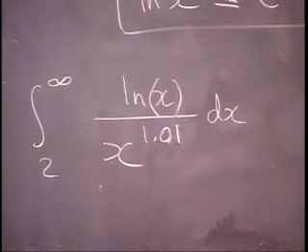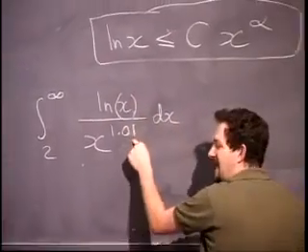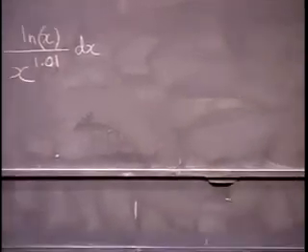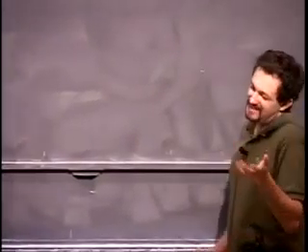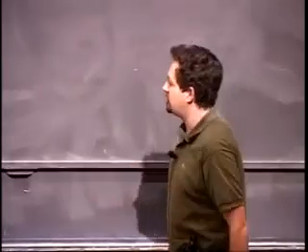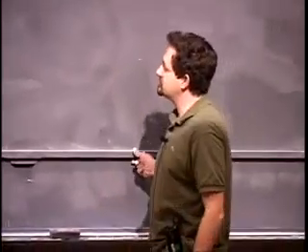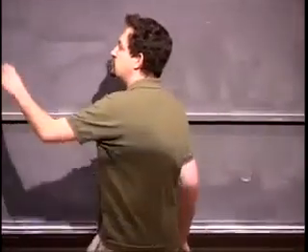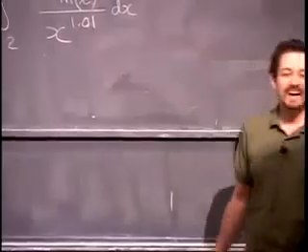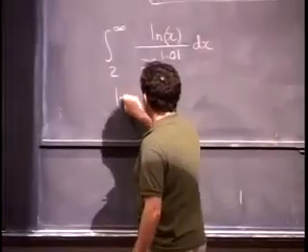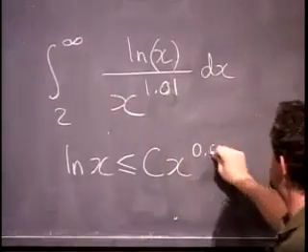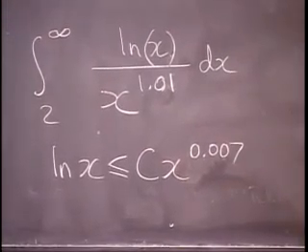Okay, so I want you to think about that. Log x is going to drag that power down, but not very much. In fact, it drags it less than anything that you want. But you need to quantify this. What am I talking about? I need a number that is so small that when I subtract it away from 1.01, I am still bigger than 1. For example, let's take log x is less than or equal to constant x to the 0.007.